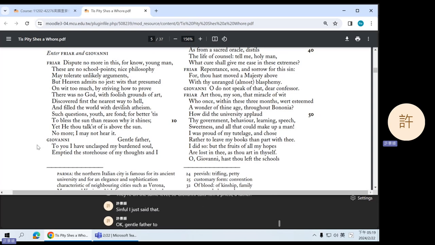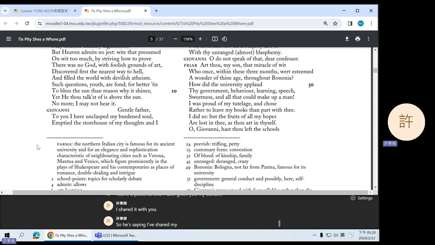Gentle father, to you I have unclasped my burdened soul. Unclasp means unlock. We still use the word clasp today in two different places. If you hold your hands together, you can say that you clasp your hands. The other place is if you have a purse that closes with a click. You know what I'm talking about? Not the zipper, not a button, but two things that click together. That's a clasp. But the original meaning is a lock. So to you, I have unlocked my burdened soul. My soul has a burden, 有个包袱, and I have given you my burden. I have shared it with you. So he's saying, I've shared my secret with you, basically.